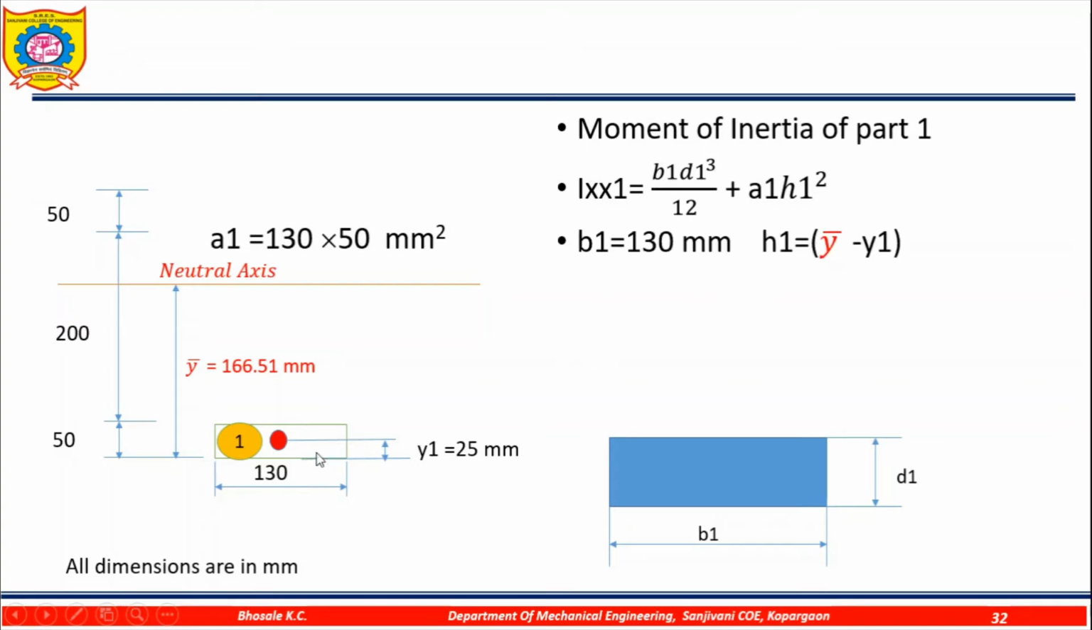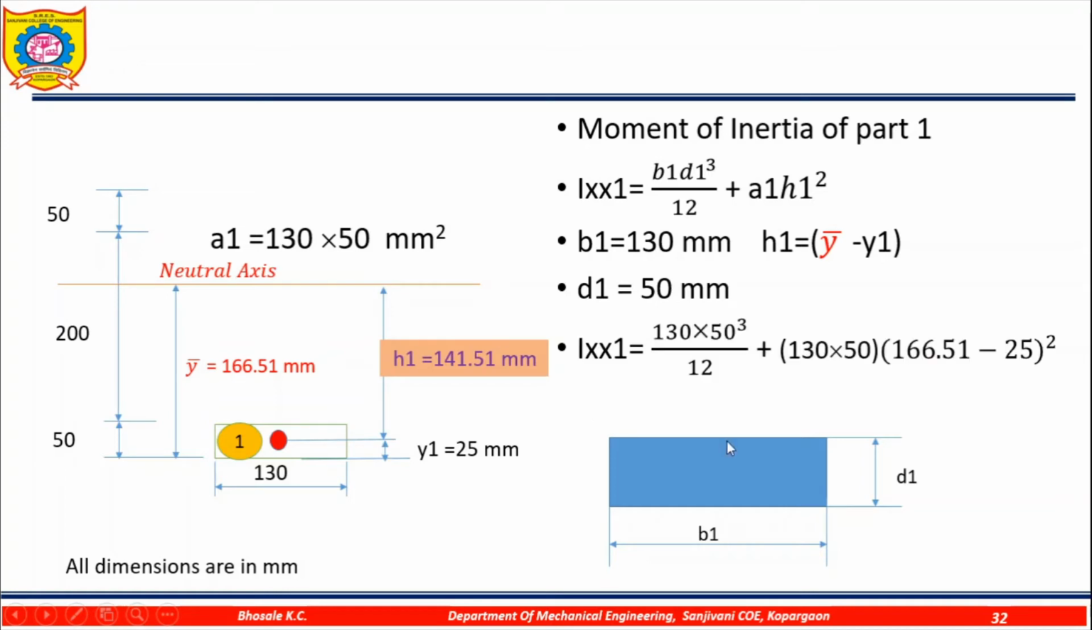H1 is the distance between the neutral axis and the CG of part number 1, that is Y bar minus Y1. Y bar is 166.51 minus 25, so it will give the H1 distance. D1 is 50, so we'll put the values. So we'll get H1 as 141.51 millimeter, the distance between the neutral axis and the CG of part number 1. Put the values and find out the answer. This is Ixx1, the moment of inertia of part number 1.